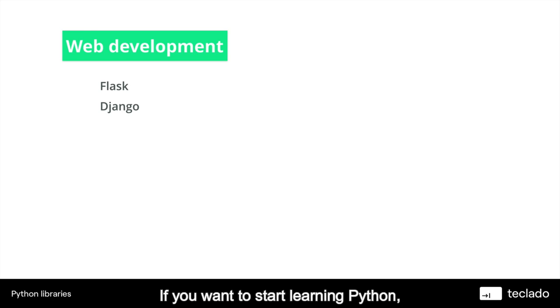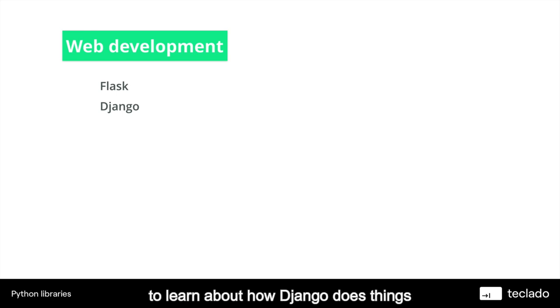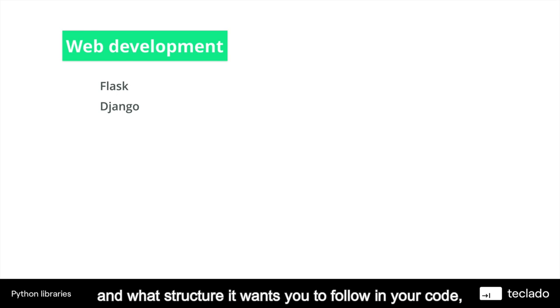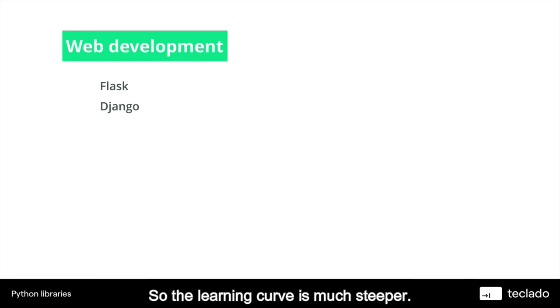If you want to start learning Django, there's a lot of stuff you have to learn about how Django does things and what structure it wants you to follow in your code and how it wants you to handle X and Y and so forth. So the learning curve is much steeper. This is why I prefer Flask, especially when you're starting out.